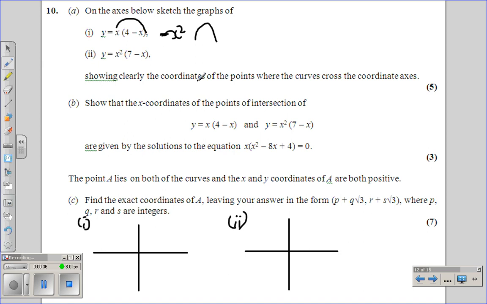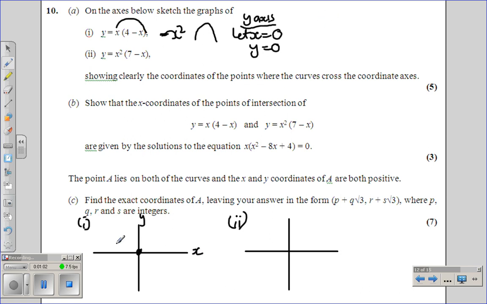Next bit, we want to find out all the points where the curve cuts the coordinate axes. If you want to find out where any curve cuts the y-axis, you let x equal 0. And if x is 0 in here, you end up getting 0 multiplied by 4, which is 0. So we know that this graph cuts the y-axis at y equals 0.